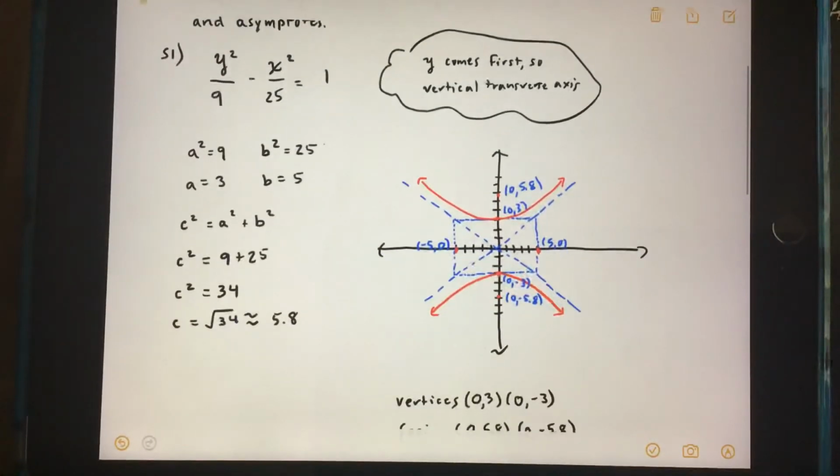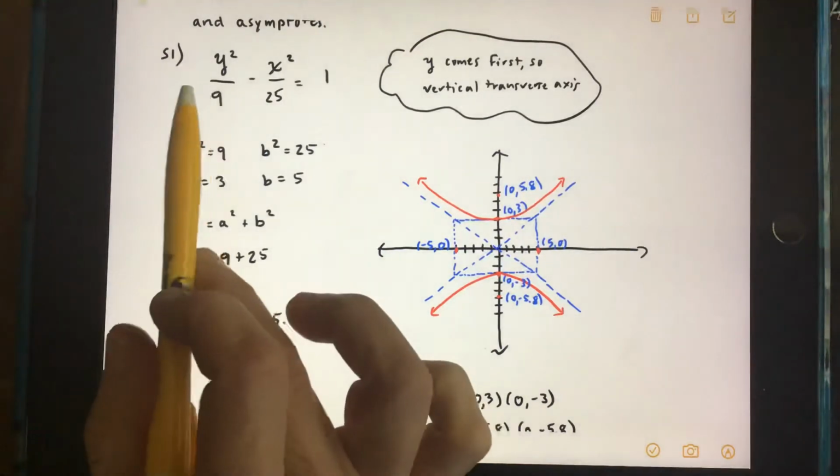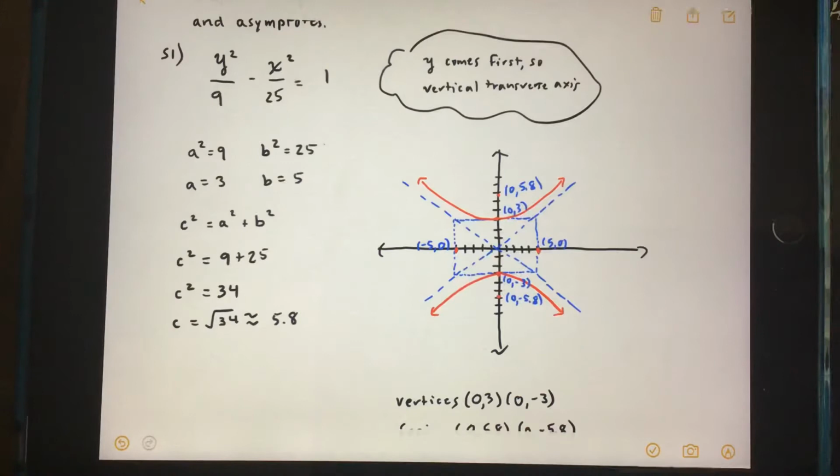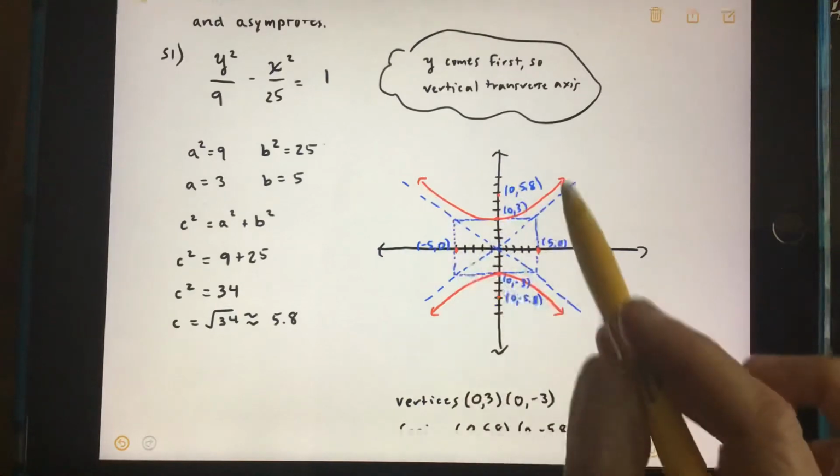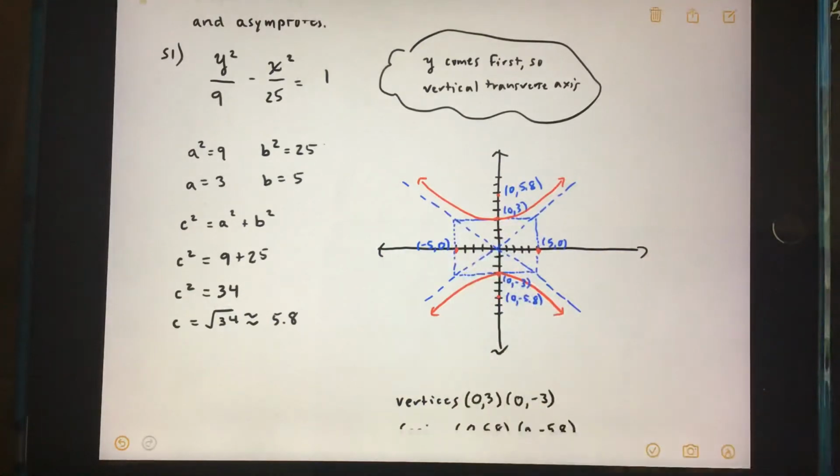We are to graph y squared over 9 minus x squared over 25 equals 1. So that is the standard form of an equation for a hyperbola. We're going to notice that the y comes first. That y squared is first here, so that means that we will have a vertical transverse axis, and that means that the branches of our hyperbola will open up on that y-axis, that vertical axis.